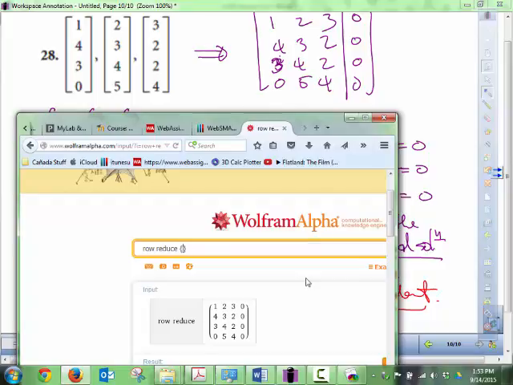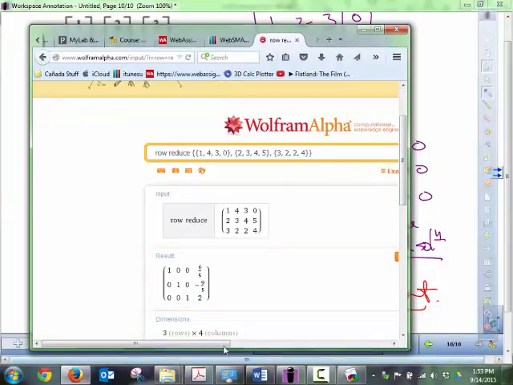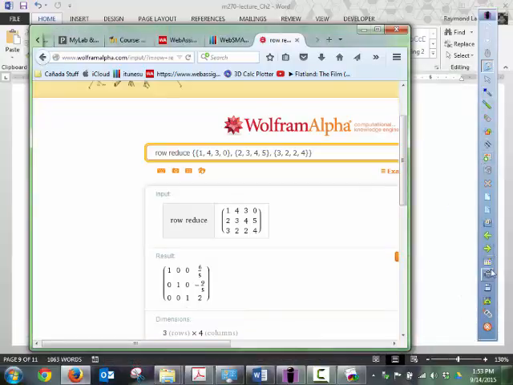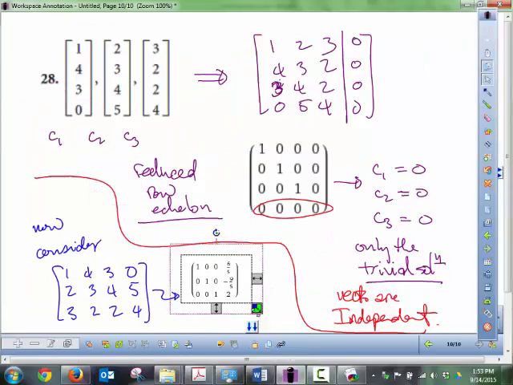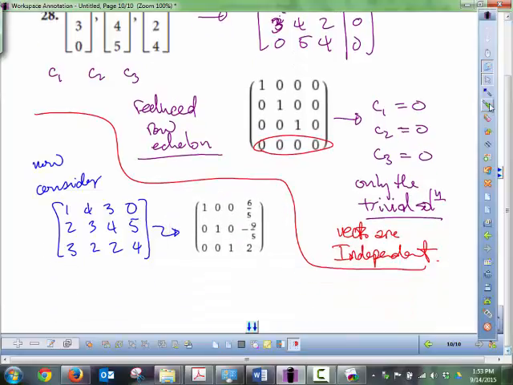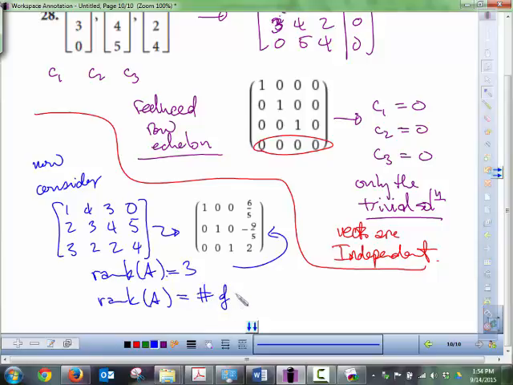So 3 vectors are 1, 1, 4, 3, 0, 2, 3, 4, 5, 3, 2, 2, 4. And so this is what it looks like row reduced, which means what's the rank? Rank is how many non-zero vectors, right? Or how many non-zero rows? So there's 3 non-zero rows, and then it turns out the rank of A equals the number of vectors.